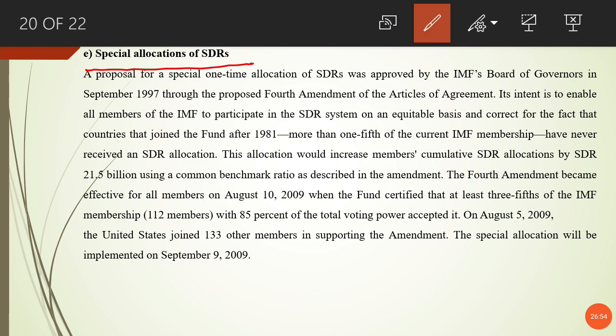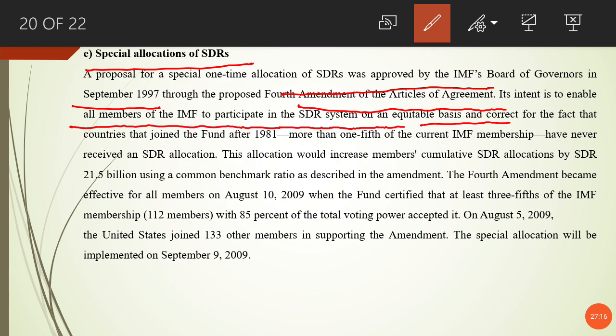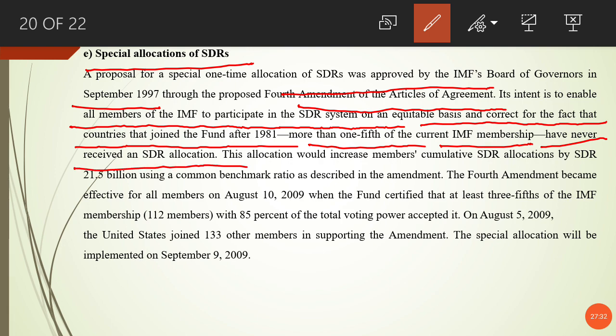A special allocation of SDRs. A proposal for a special one-time allocation of SDRs was approved by the International Monetary Fund's Board of Governors in September 1997 through the proposed Fourth Amendment of the Articles of Agreement. Its intent is to enable all members of the IMF to participate in the SDR system on an equitable basis and correct for the fact that countries that joined the fund after 1981, more than one-fifth of the current IMF membership, have never received an SDR allocation.